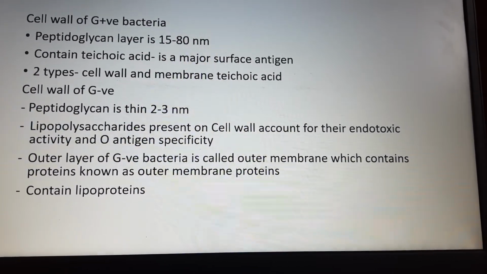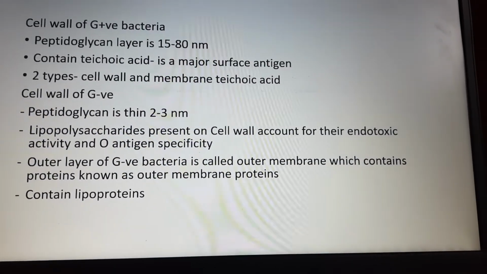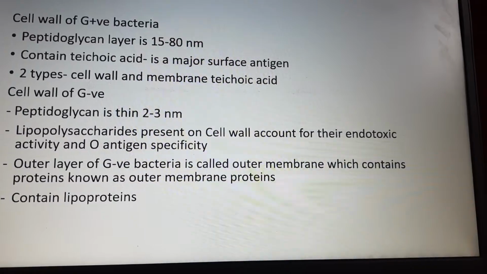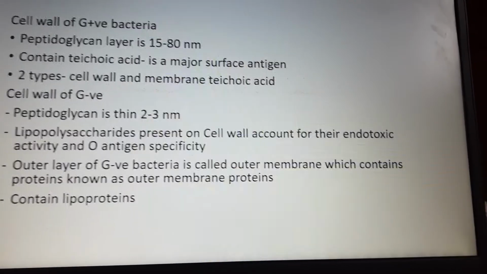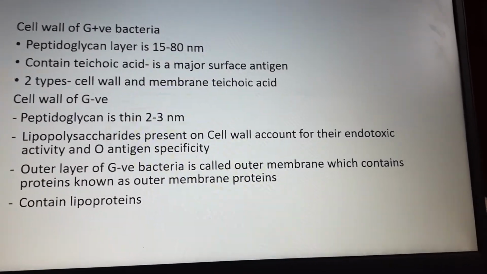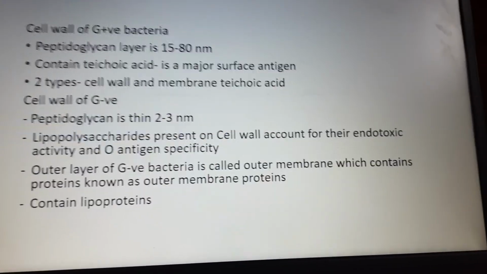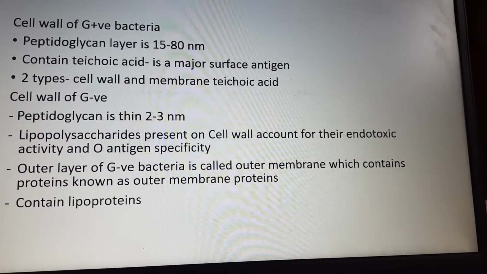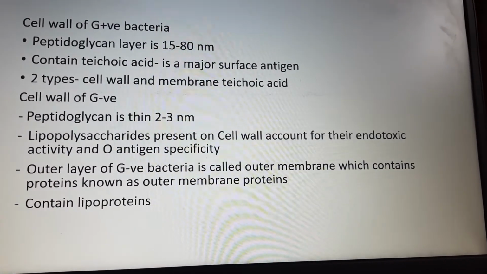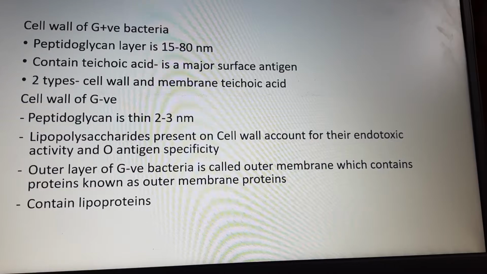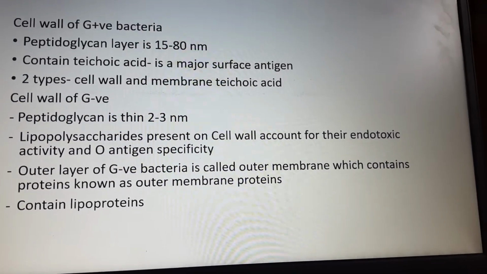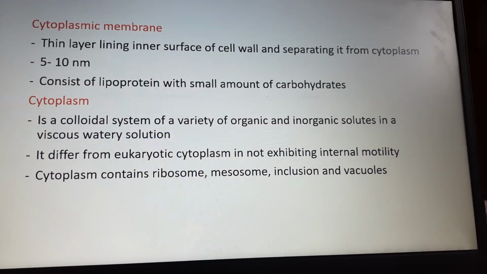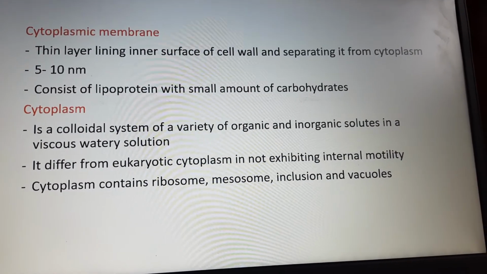Now we will see about the cell wall of gram-negative bacteria. Here the peptidoglycan is about 2 to 3 nanometer thin, and the lipopolysaccharide present on the cell wall accounts for the endotoxic activity and O antigen specificity. The outer layer of gram-negative bacteria is called the outer membrane, which contains proteins known as outer membrane proteins, and also lipoproteins.